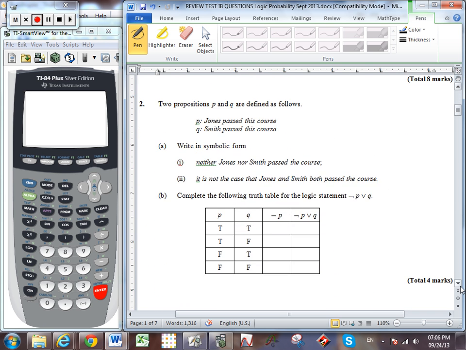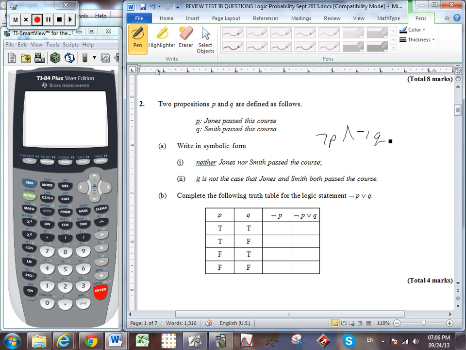Number two. The propositions P and Q are defined like that. So Part A. Write in symbols, neither Jones nor Smith passed the course. What does this mean? It means that Jones did not pass, and at the same time Smith did not pass. Neither one of them passed. Not both, not one, not the other, none of them. So one way we could say this is that Jones did not pass the course, and at the same time Smith did not pass the course. That'd be one way I could say it.